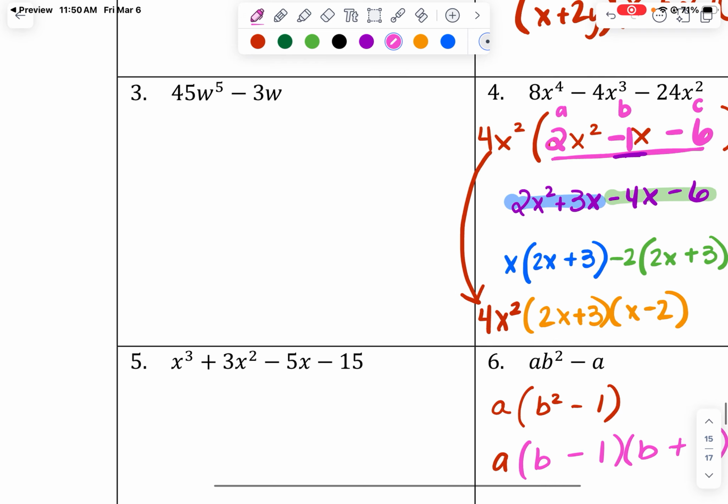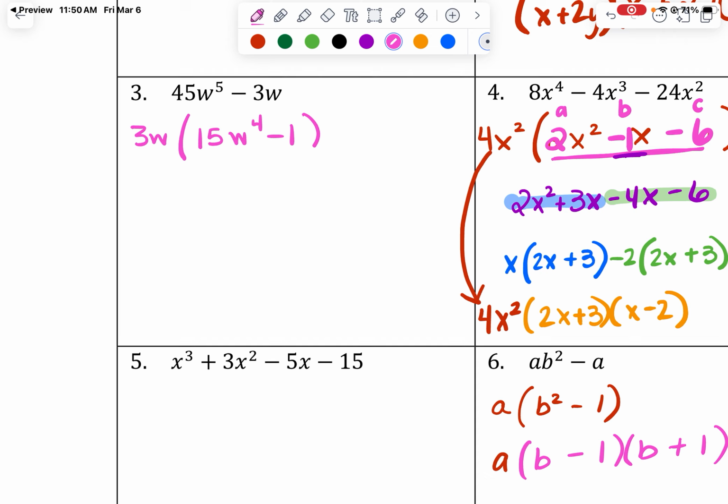Now we're going to look at number 3. For number 3, we have a GCF of 3w, which will leave us with 15w to the 4th minus 1. Now, this here is not a difference of squares because 15 is not a perfect square. So we are done factoring from here.